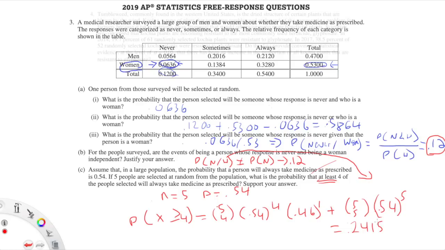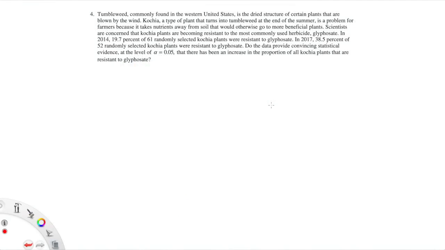Which is the correct answer. All right, so in this question, we're presented with this plant called Kochia, or, I don't know how to say it, let's just call it K, whatever. And scientists are concerned that it's becoming resistant to an herbicide known as glyphosate. So that's what we're going to be exploring, right? And we don't want them to be resistant, is the idea.